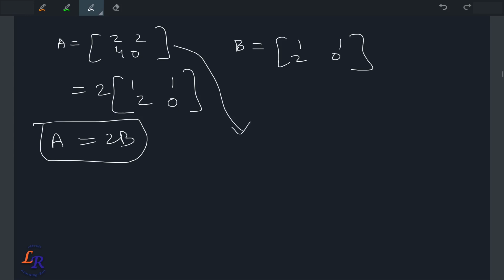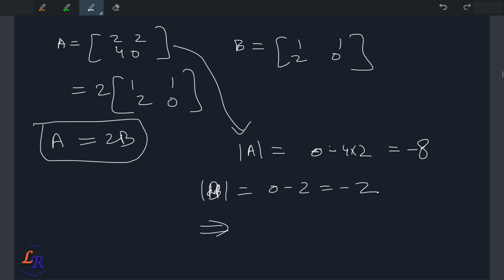Now if you want the determinant relation for this, what will be the determinant of A? It can be written as 4 minus 0 minus 4 into 2, so it will be -8. And what will be the determinant of B? We can write 0 minus 2, so it will be -2.